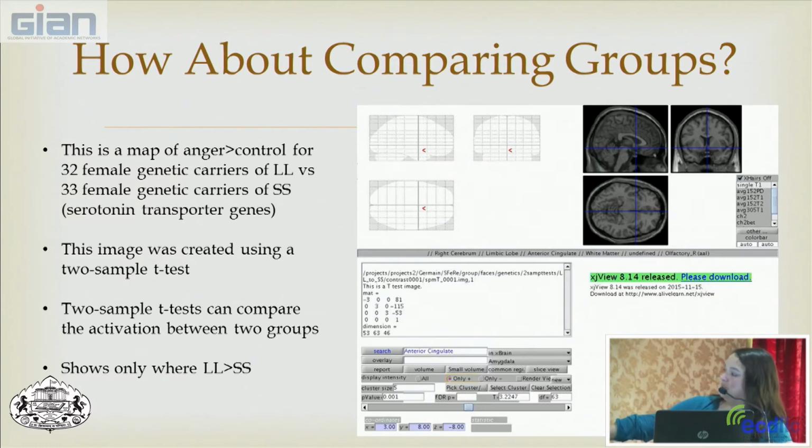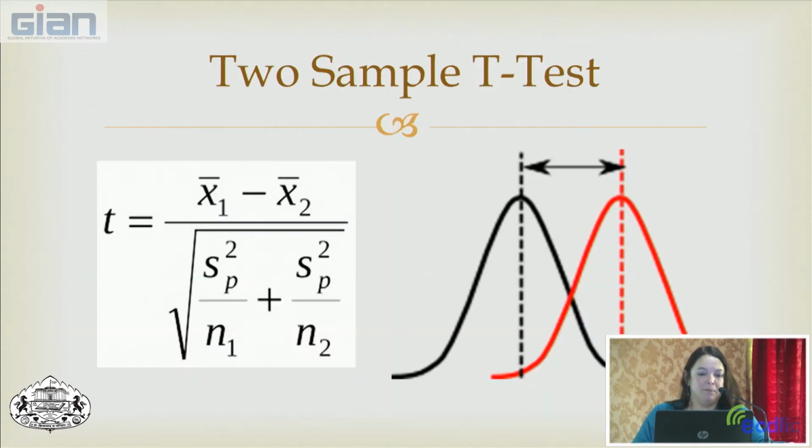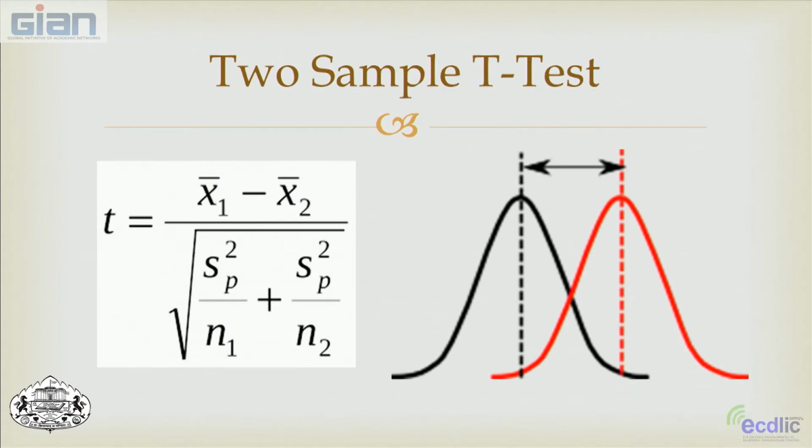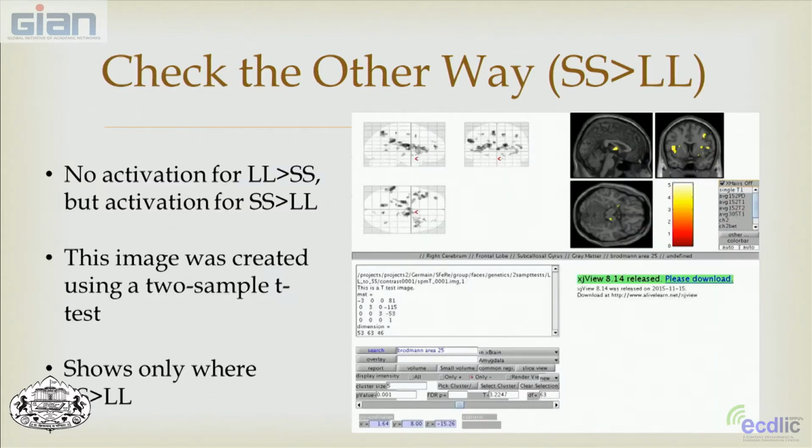Well, if we looked here, we see that we're only restricting this to positive activation. So we're only looking at where the LL group was greater than the SS group. Again, we're doing this 2-sample t-test to see if these are overlapping or actually have differences between them. So what if we turn on the other tail, that SS is greater than LL?